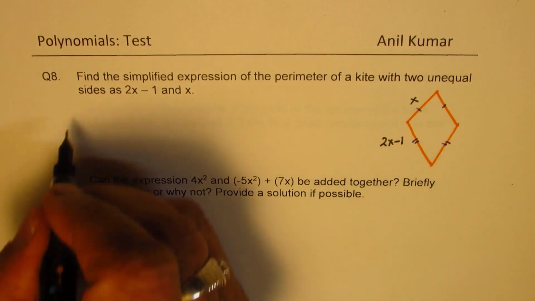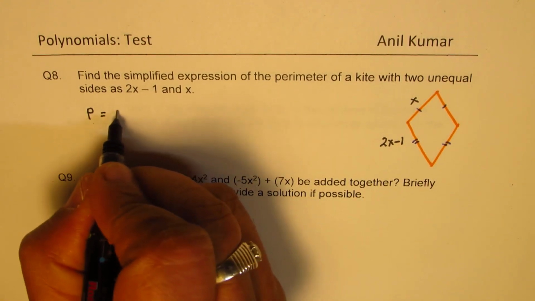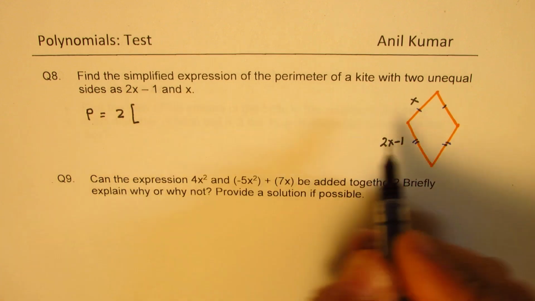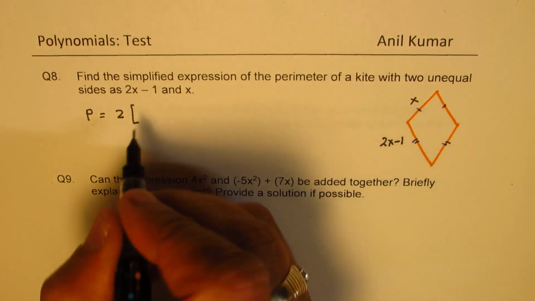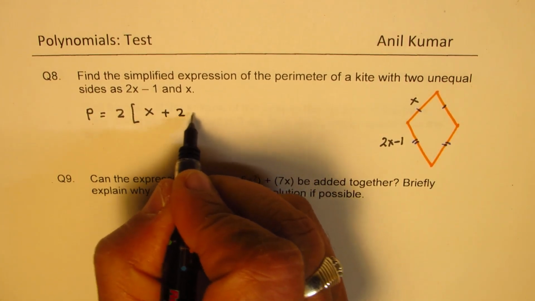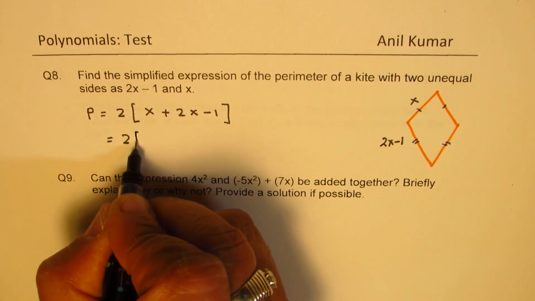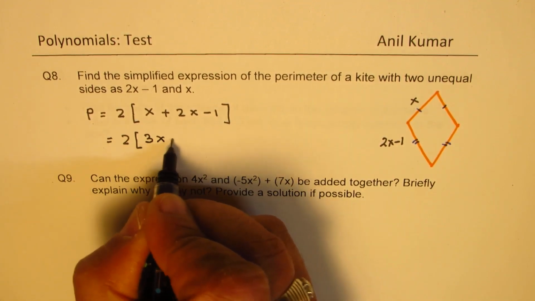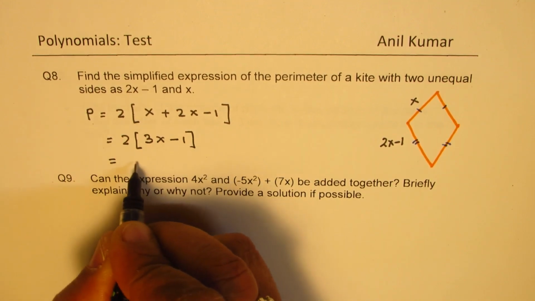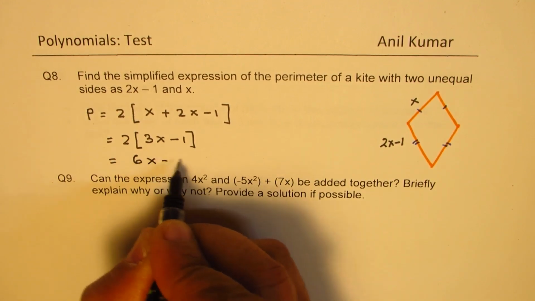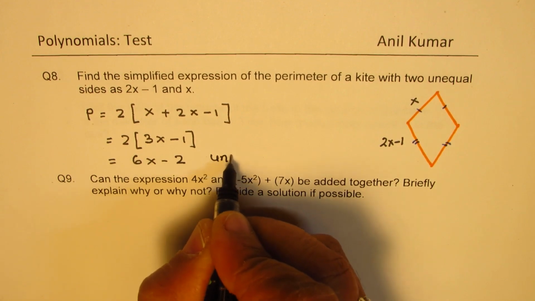So it is the sum of these, right? So the perimeter P will be twice the sum of these two sides, right? Both are the same. So it is x plus 2x minus 1, correct? So we get this as twice 3x minus 1. So when you open the bracket, we get 6x minus 2 units.